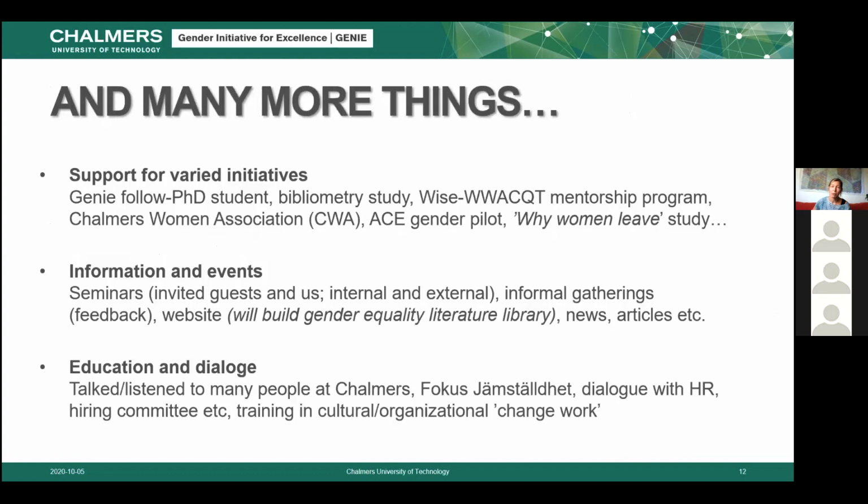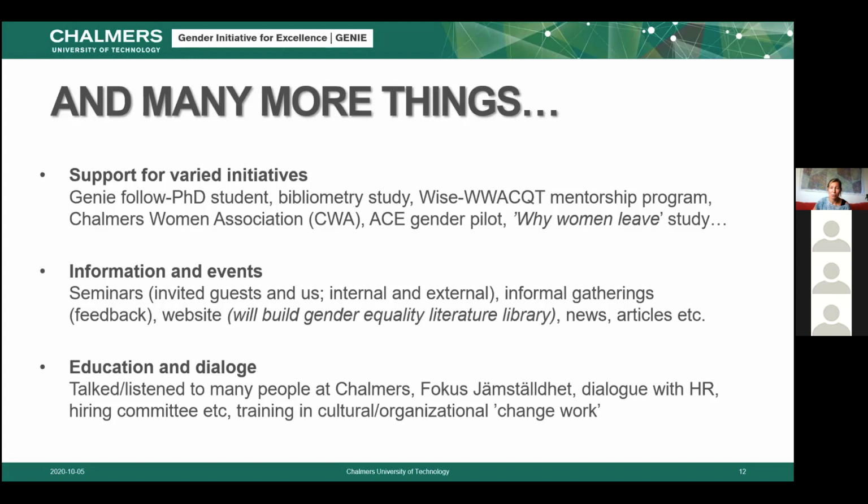But we also do a couple of small things, bottom up. If people approach us with ideas, for example, the WISE and VACT, there are 2 networks for female students in the electronics and nanoscience. They wanted to do a mentorship program and needed some help with administration. So we're paying for an administrator. The students started a women association. So we are giving them some funds so they can get going.